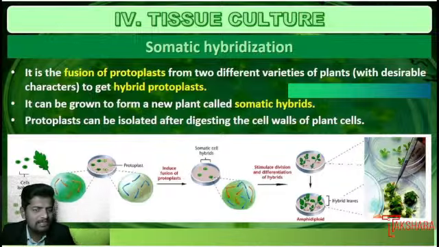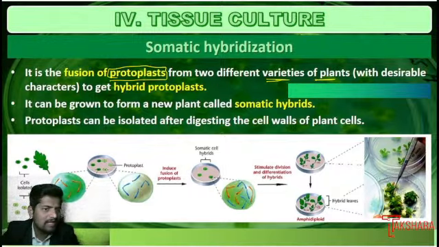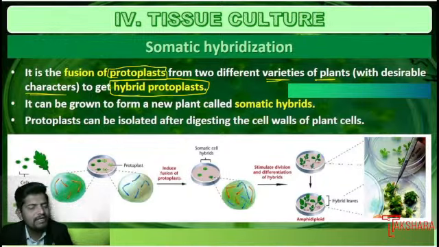How do we conduct this technique? Here it is the fusion of protoplast. Most important, we have to fuse the protoplast. Fusion of protoplast from two different varieties of plants with desirable characters to get a hybrid protoplast is important. So what we are doing here is the fusion of only protoplasts from two different varieties of plants with desirable characters to get a hybrid protoplast.